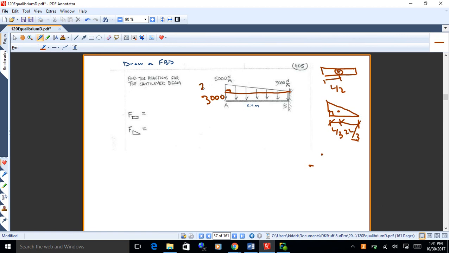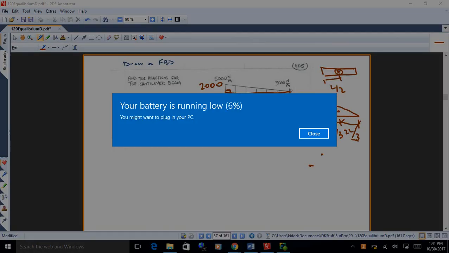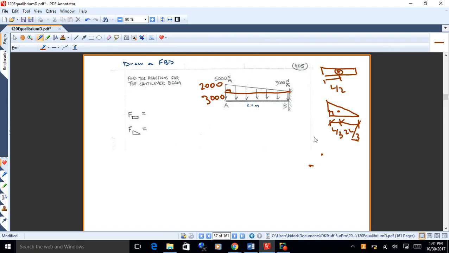Yeah. And I'm mentioning that because I've been teaching this for 20 some years and my battery's running low. That's no good. But that's a mistake I see people make a lot.